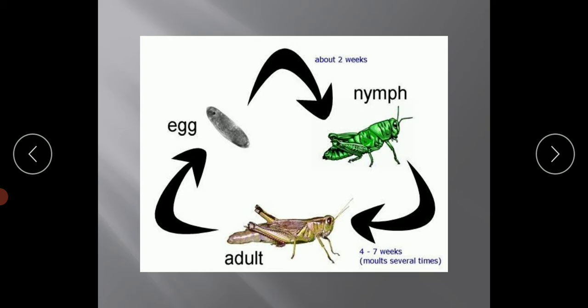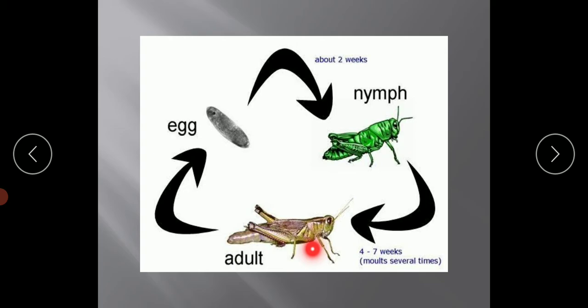The egg hatches out a creature, and the name of this creature is nymph. The nymph hatches out from the egg. This is the example of the grasshopper. As you have seen, it is not much different from the adult one.